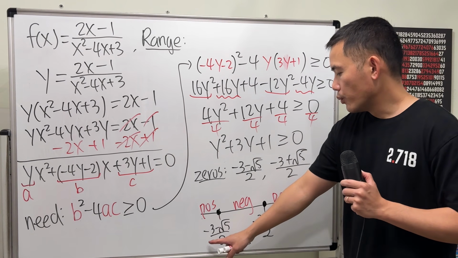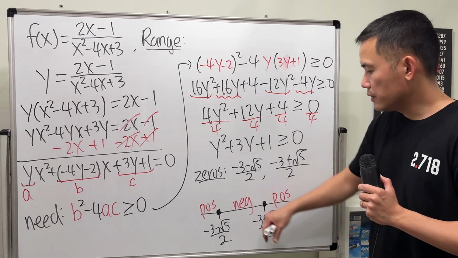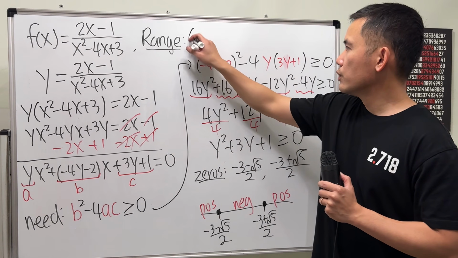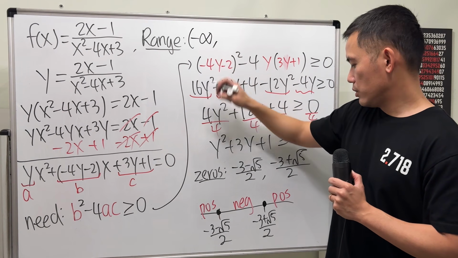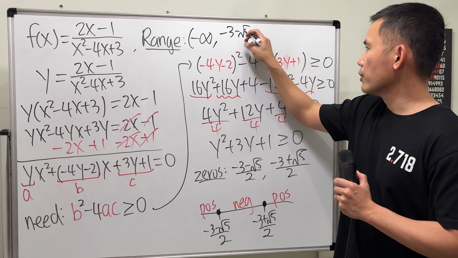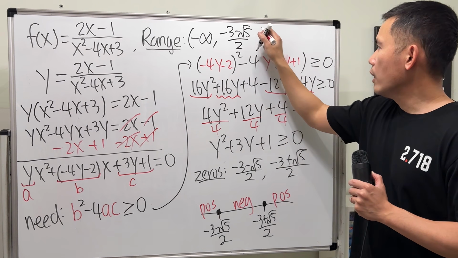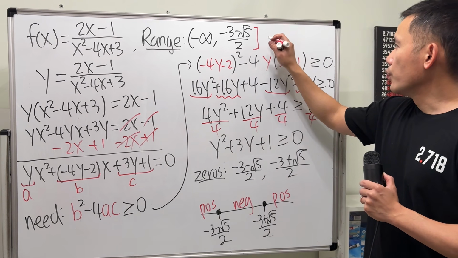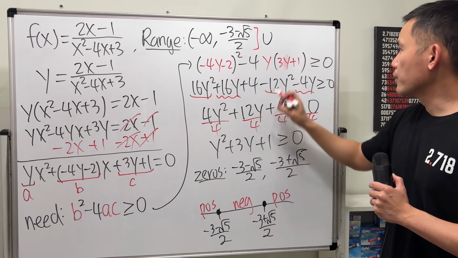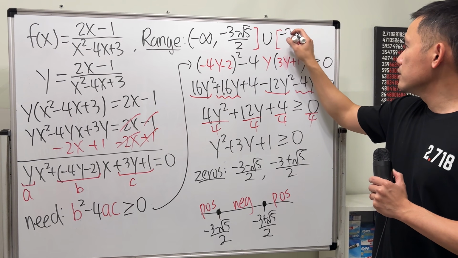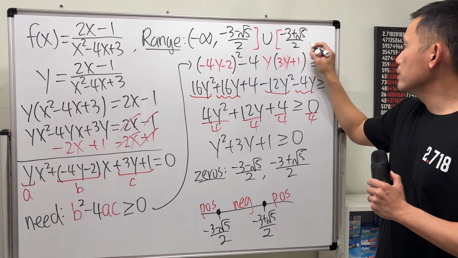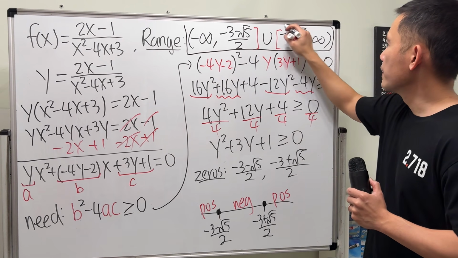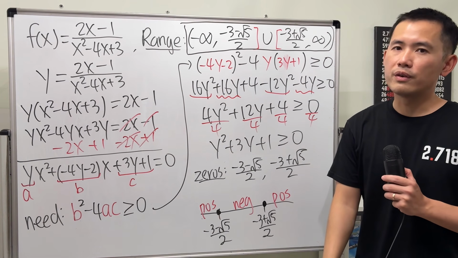So now, we know that in order for this to be non-negative, we want everything from negative infinity to here. That will give us the first part of the range. Go from negative infinity to negative 3 minus square root of 5 over 2. Here, we are including the end value. Do not take the middle part though. We want the union, and then starting from this, negative 3 plus square root of 5 over 2, and we go all the way to infinity. That is how you can find the range for this kind of rational functions. That's it.